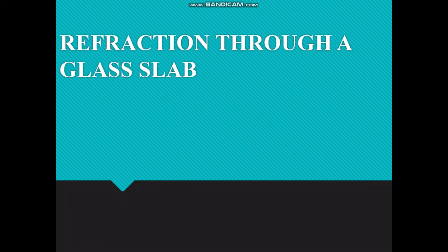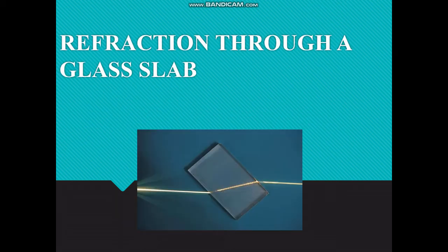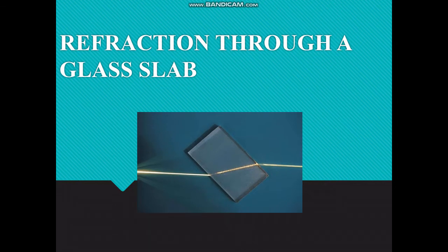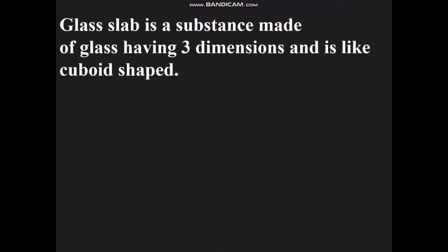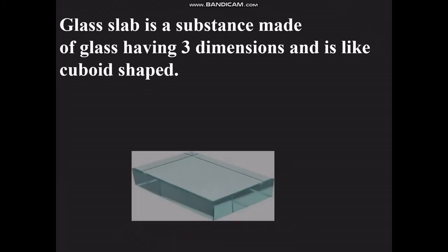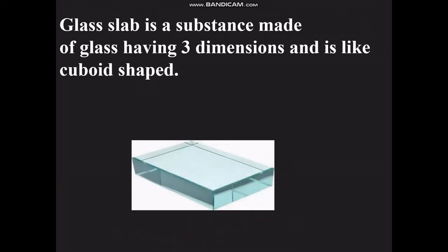We'll study refraction through a glass slab. That is, what happens to light when it passes through a glass slab. What is a glass slab? A glass slab is a substance made of glass having three dimensions and is like a cuboid shape. So here you can see the image of a glass slab. It is a cuboid shape and its sides are rectangular in shape.